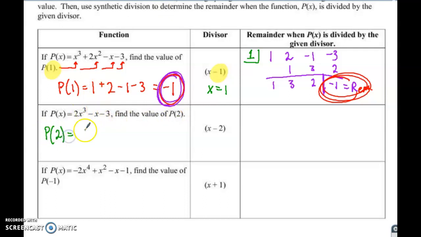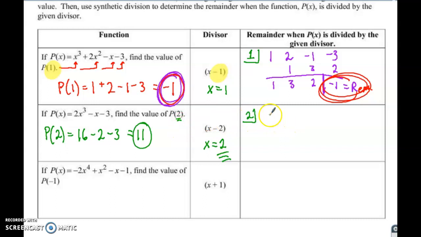Okay, well, 2 cubed is 8 times 2 is 16. Minus 2 minus 3, so that's 14 minus 3 is 11. Again, double check my math. You can never trust me. I do tend to make mistakes. So remember that the divisor, if we look at x minus 2, is the same thing as x equals 2 right here. So that's what goes in the box.